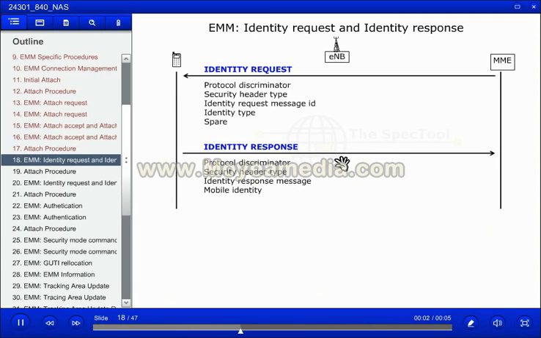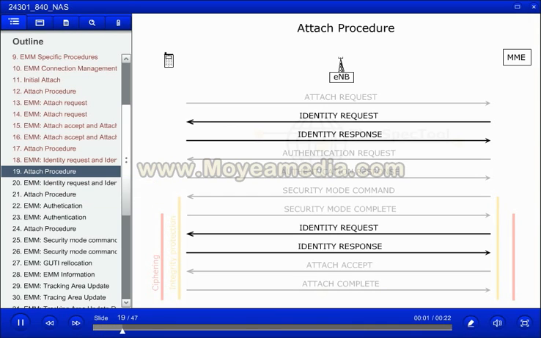The information elements in identity request and identity response messages are shown here. Next, the detailed structure of the unciphered identity request and identity response messages will be shown. Primarily, these are used in the attach procedure, shown here framed in red.